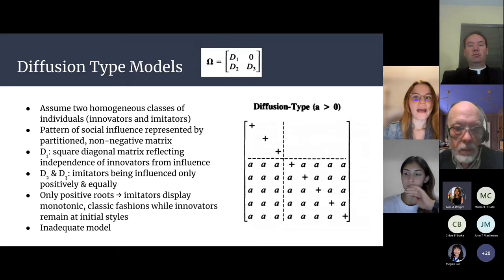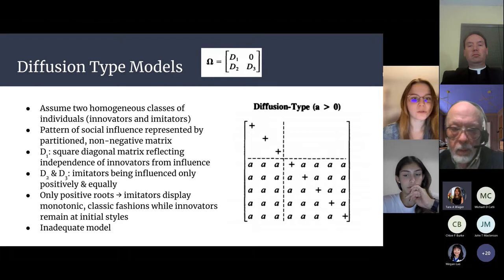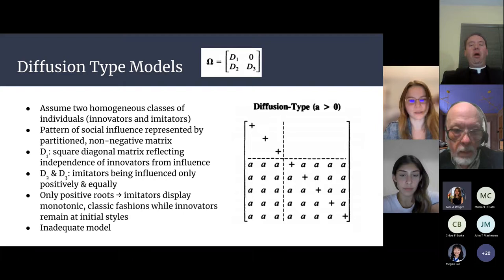And then for the diffusion type models, we assume two homogeneous classes of individuals, the innovators and the imitators, which we will also get more into with our own model. And there's a pattern of social influence represented by a partitioned non-negative matrix. So as we can see, there's D1, D2, and D3, and the square diagonal matrix reflects independence of innovators from influence, and there's also the imitators being influenced only positively and equally. Only positive roots are displayed for the imitators, which are monotonic, classic fashions, while innovators remain at initial styles. It's an inadequate model.